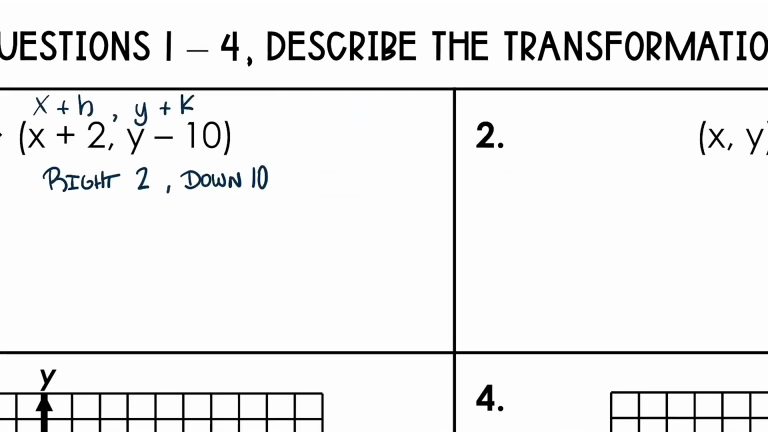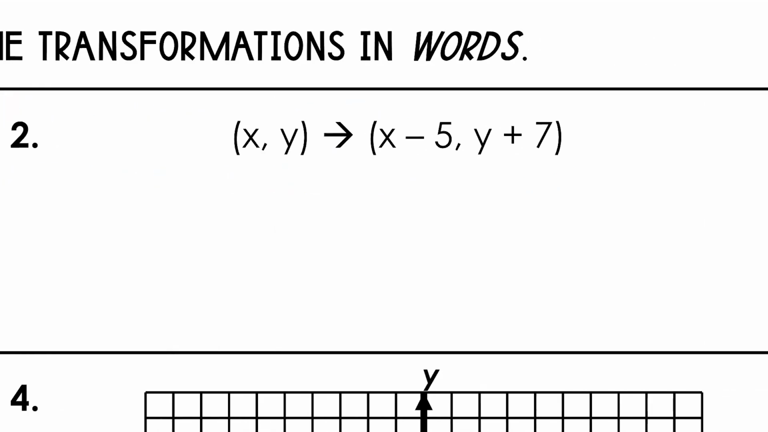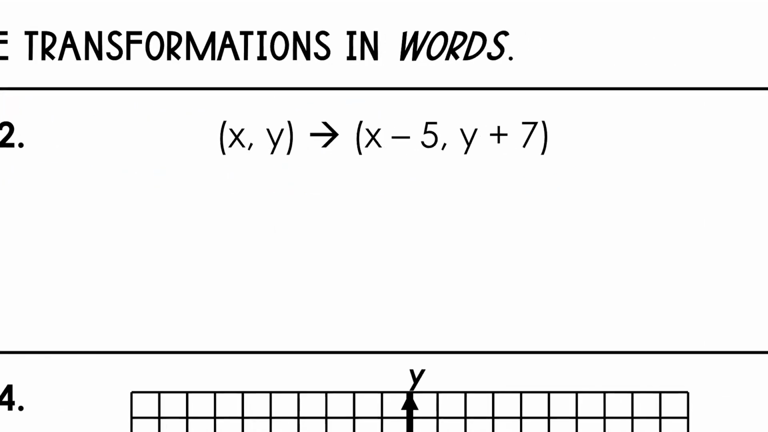Same thing for number 2. (x, y) transforms into (x minus 5, y plus 7). If x is negative, that means we're going left, left 5. And if y is positive, that means we're going up 7.